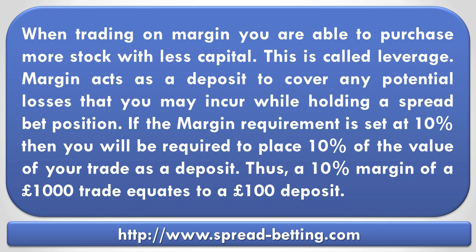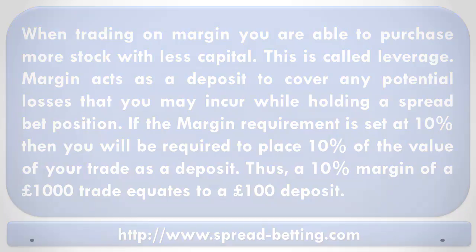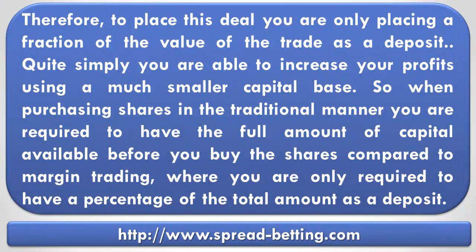Thus, a 10% margin of a £1,000 trade equates to a £100 deposit. Now, to place this deal, you are only placing a fraction of the value of the trade as a deposit. Quite simply, you are able to increase your profits using a much smaller capital base.